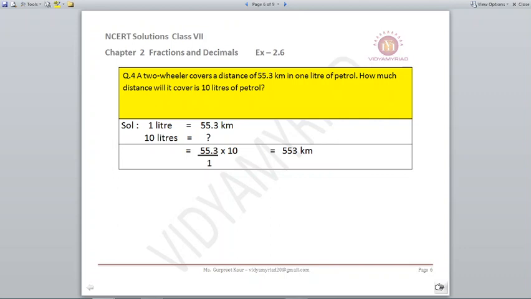So 55.3 multiplied by 10. Now 10 is 10. How many steps do I need to move towards the right? One step only. And I have one digit only. So what is my answer? 553 kilometers.